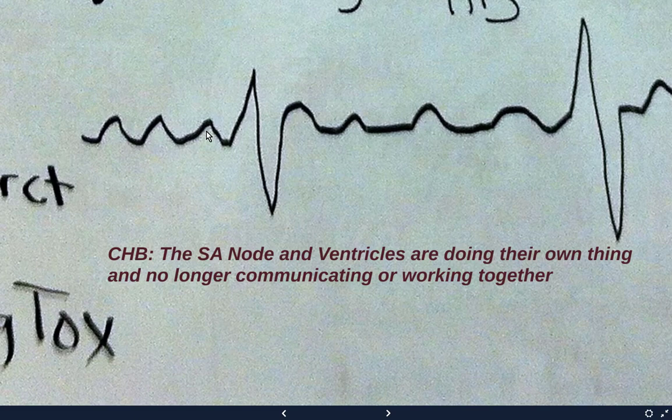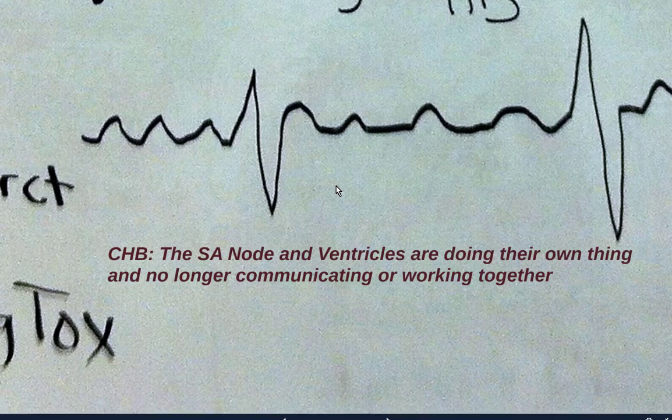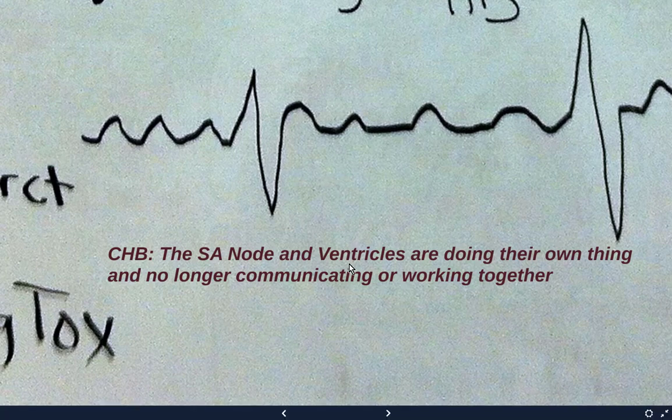So the SA node is firing along at 60 to 100, usually on the lower end, and the ventricles are firing along at 20 to 40. On occasion, you may see it a little bit higher, but their intrinsic rate for ventricles being their own pacemaker is 20 to 40 beats per minute. SA node's firing along, doing its thing. P waves are walking along, but they are not traveling through. The bridge is out, so they're each doing their own thing, and they are not working together anymore.